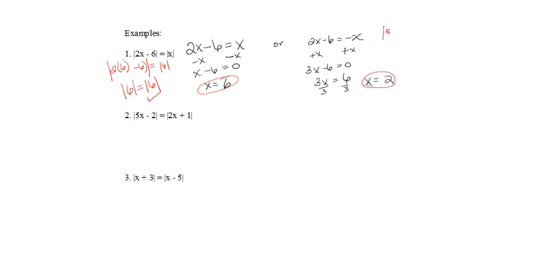If we look at the 2, we get the absolute value of 2 times 2 minus 6 equals the absolute value of 2. 2 times 2 is 4. 4 minus 6 is negative 2. And we know the absolute value of negative 2 is equal to the absolute value of 2 because they are both 2.